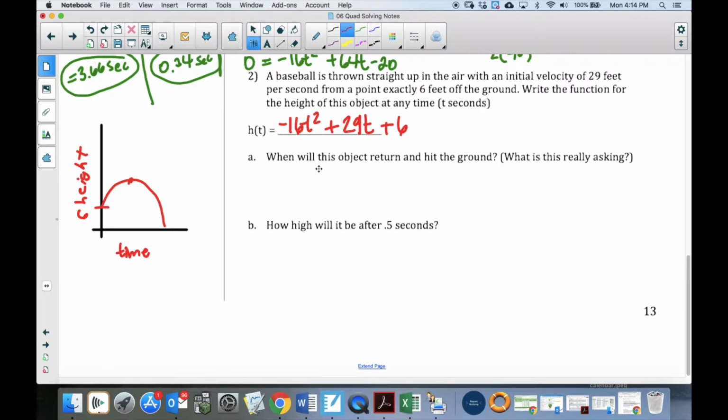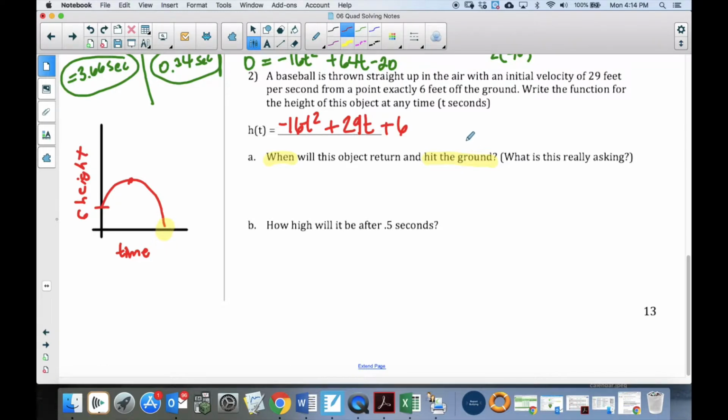Okay, part A, when will this object return and hit the ground? What is this really asking? So look at this problem. When will it hit the ground? First of all, it's a when, so we're talking about time. And secondly, we're talking about when it hits the ground, so we're talking about right here. On the graph, what is that point called? That's our x-intercept. So we're looking for our x-intercept.